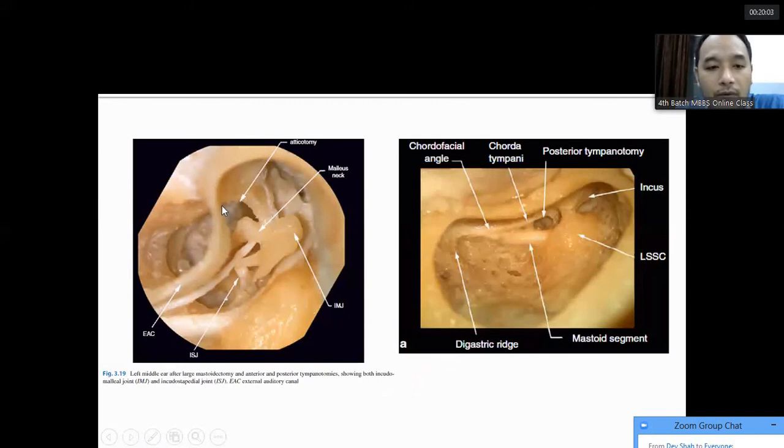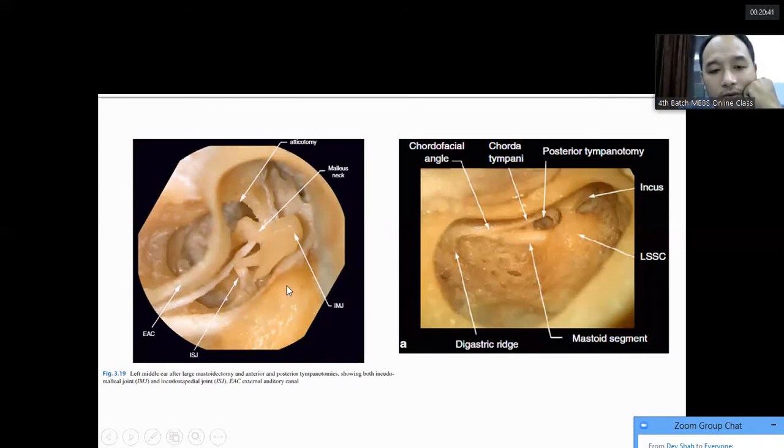Now, just like we said, the significance of the facial recess is that we can access the middle ear cavity without disturbing the bony external auditory canal. From behind, we just drill into the facial recess. This is the chorda tympani nerve. This is facial nerve. As you can see, this is the incus, short process. This is the long process. This is the stapes. This is the malleus, the incudomalleolar joint.